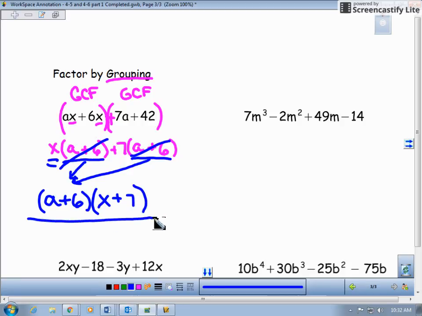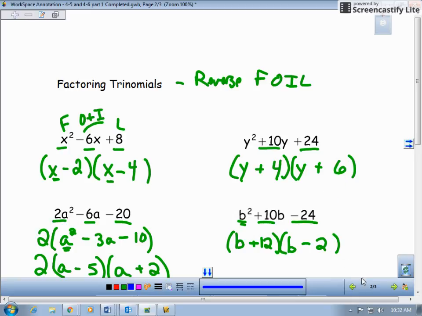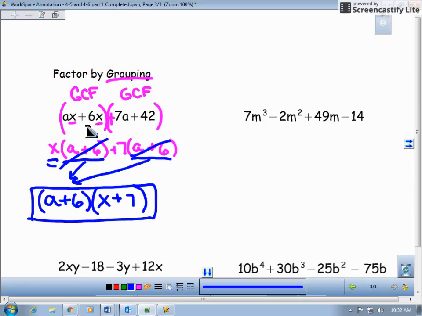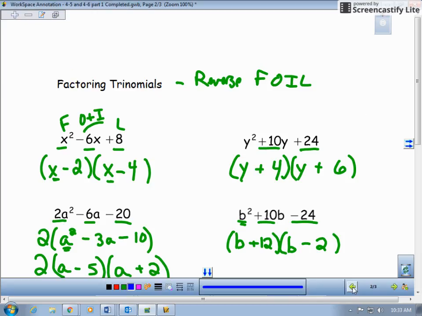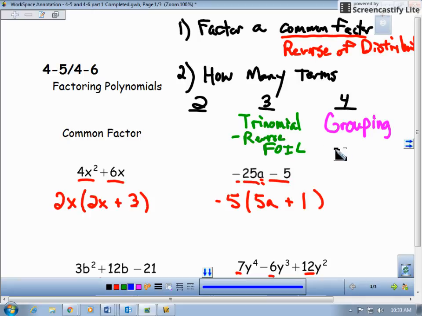So there you go, guys. Now this looks a lot like a trinomial factoring like we did the day before with the two binomials, but it really is kind of reverse FOIL, guys, but it's where your O and I don't necessarily combine. We haven't seen a lot of those, but those can happen on occasion, guys. So your answer here is a plus 6 times x plus 7. So guys, when we're factoring by grouping, we're always looking for a common binomial.